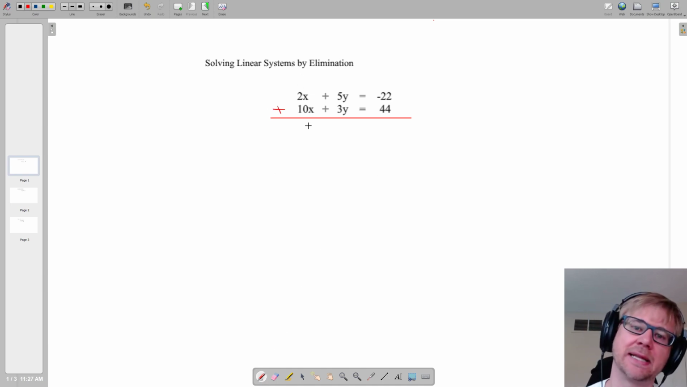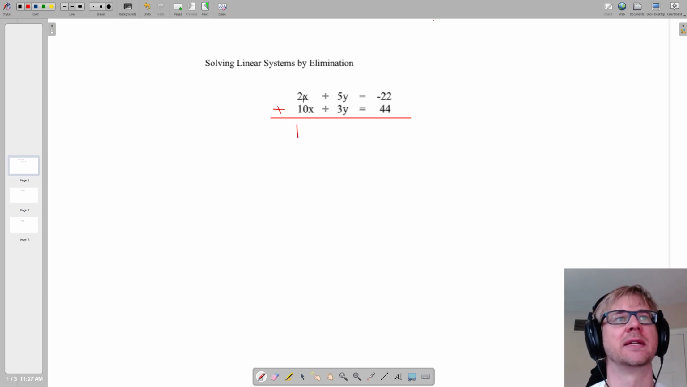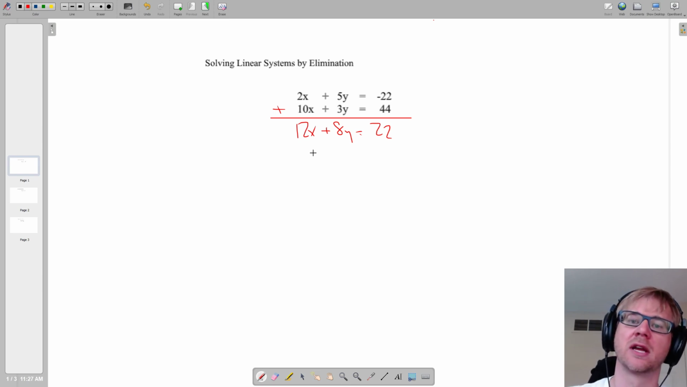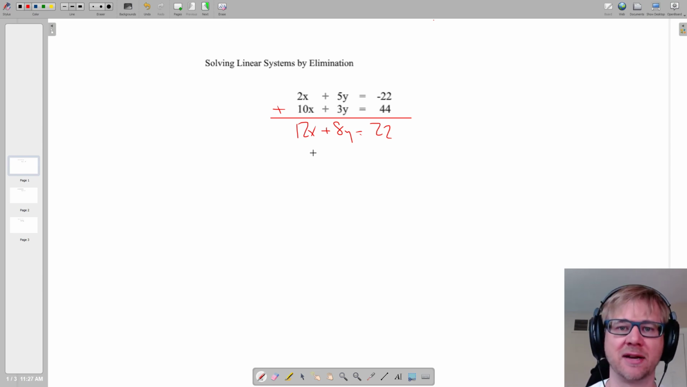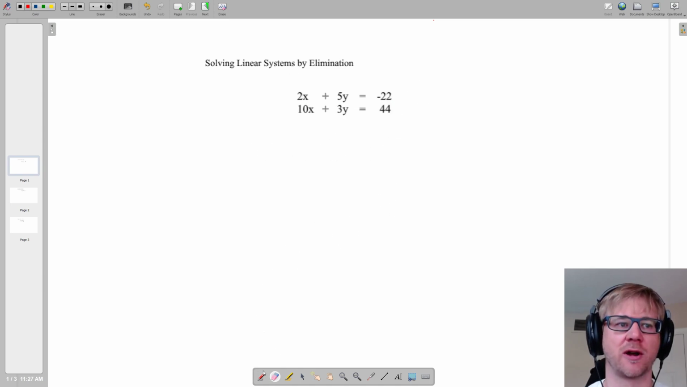Now, let's think about what would happen here. If I did what I did last week and I added these together, I would get 10 plus 2, 12x plus 5 plus 3 is 8y equals 22. And I still have two variables. The whole point is that we're going to combine these equations together and eliminate a variable. Right now, that doesn't happen, so this method is useless to us, the way we're doing it. So we need to think a little bit smarter here.